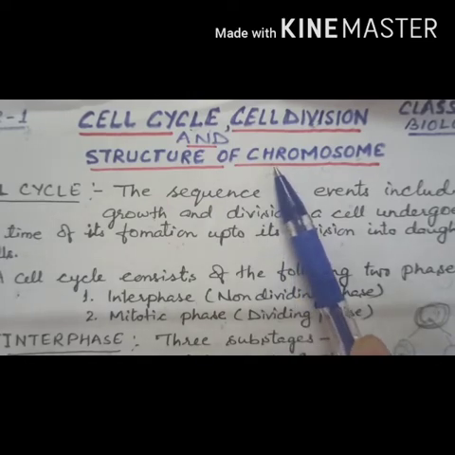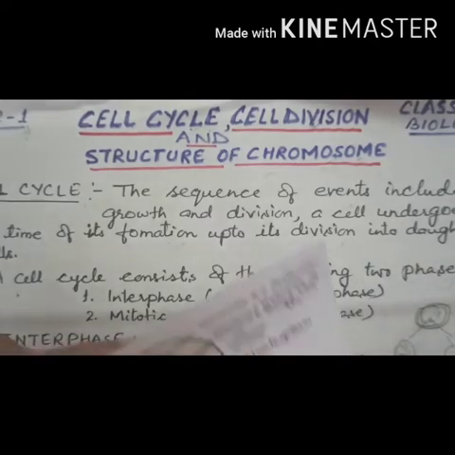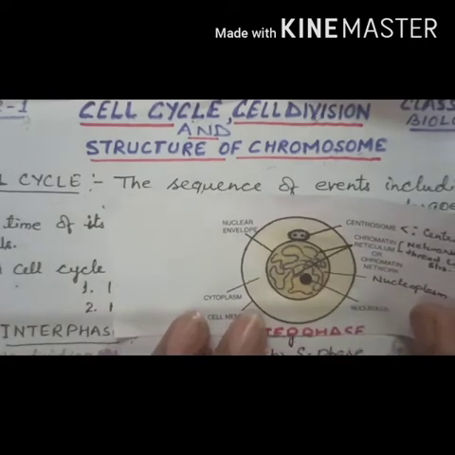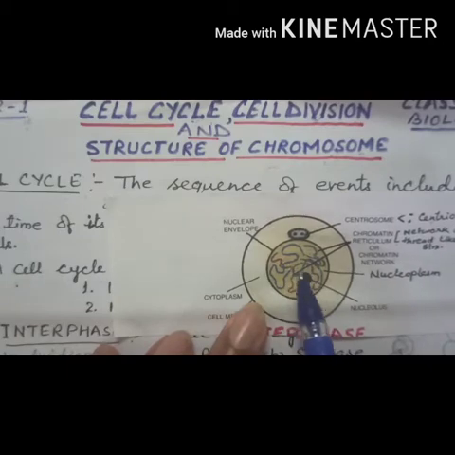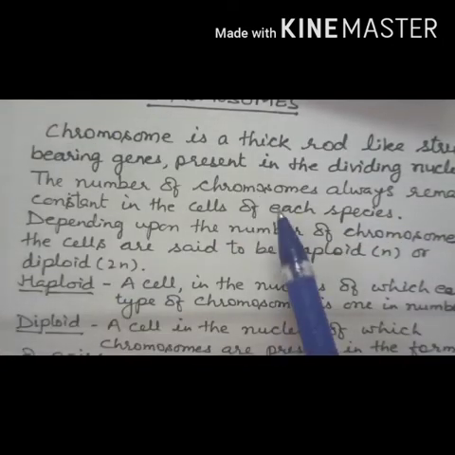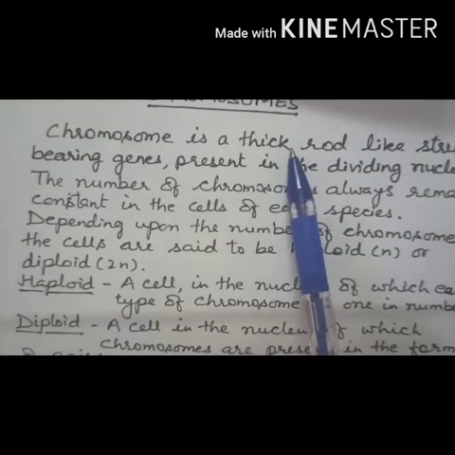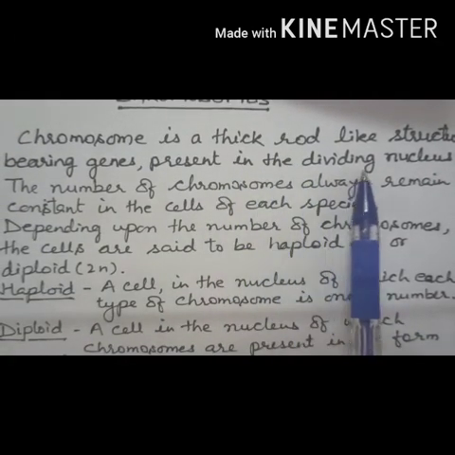All of you know chromosomes, they are what? These chromosomes are seen in the nucleus of a dividing cell only at the metaphase and anaphase stage of cell division, whereas in non-dividing cells they are seen in the form of a network of thread-like structures, which is called chromatin reticulum. Right, now the question is, what is a chromosome? A chromosome is a thick rod-like structure bearing genes present in the dividing nucleus.